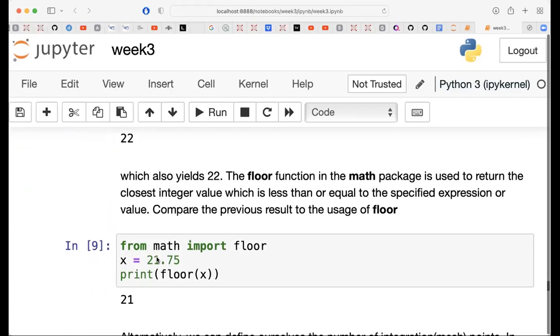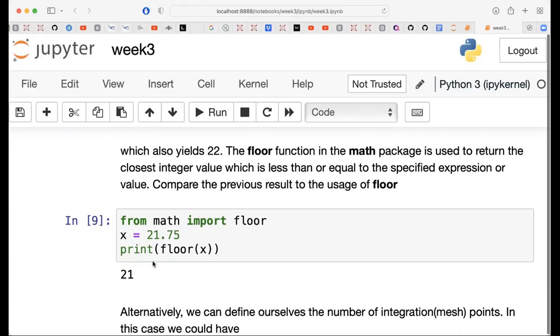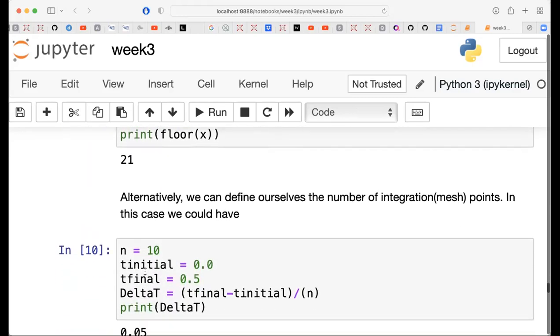Then if you take the floor function, that actually gives you the largest integer not greater than the input. So if you take 21.75, you get 21. So these are useful functions which you can use if you want to use them. This is just a quick reminder of some computational aspects.